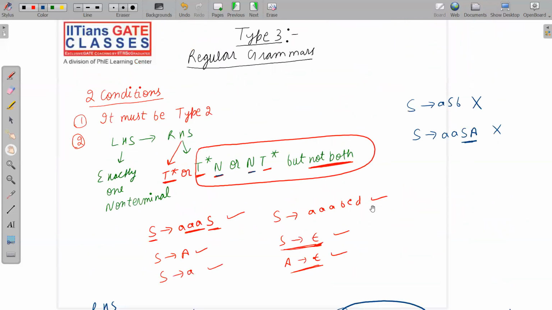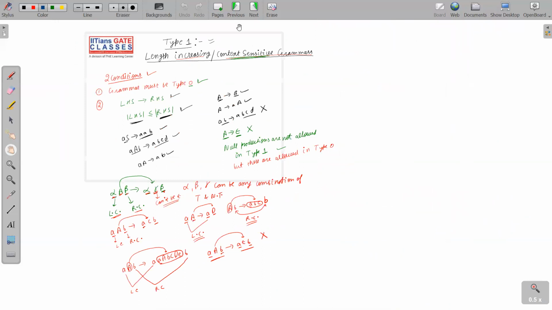Okay, one more point I think I forgot, so sorry for that. For type 1, we said null productions are not allowed, but we have one exception to this rule also. That means only one null production is allowed in type 1, that is S implies null. See, if we do not allow S implies null, then null string cannot be generated by any grammar which is type 1. Okay, so type 1 grammar cannot generate null string, which is conceptually wrong. So we should allow this thing.